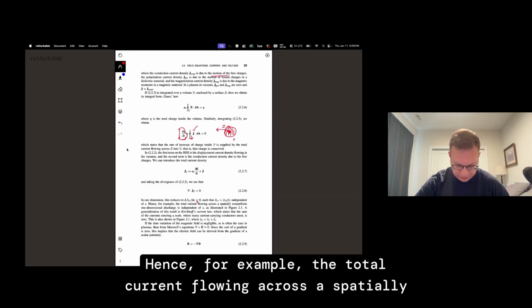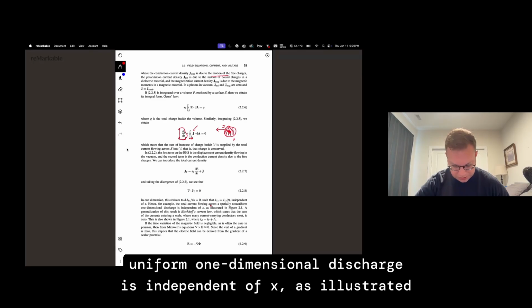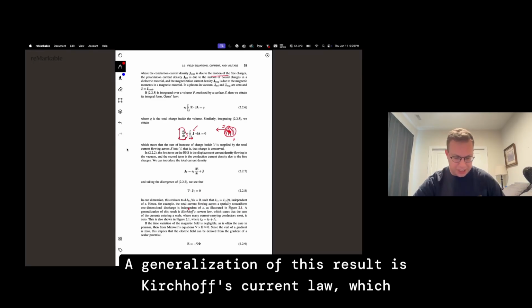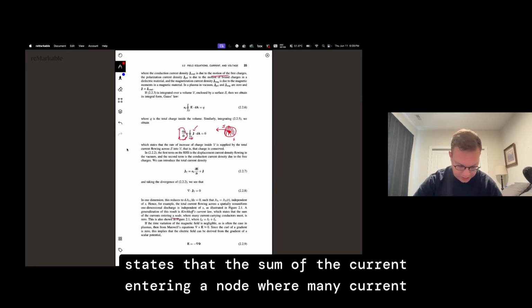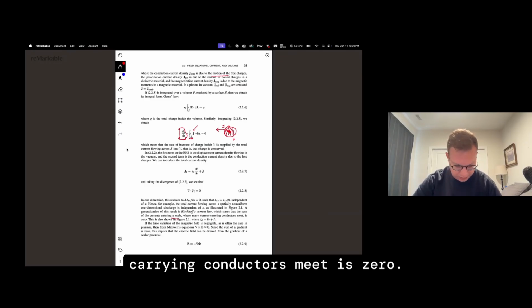Hence, for example, the total current flowing across a spatially uniform one-dimensional discharge is independent of x, as illustrated in figure 2.1. A generalization of this result is Kirchhoff's current law, which states that the sum of the current entering a node where many current carrying conductors meet is 0.